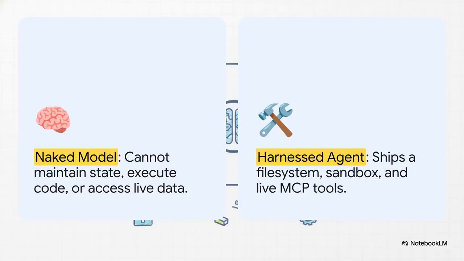And honestly, this makes total sense when you look at the inherent limitations of just a naked model, right? Out of the box, it can't maintain durable state, it definitely can't execute code, and it doesn't know anything beyond its training data. But by building a harness, shipping a file system, adding a secure sandbox, plugging in live tools, boom, we instantly solve those fundamental limitations.